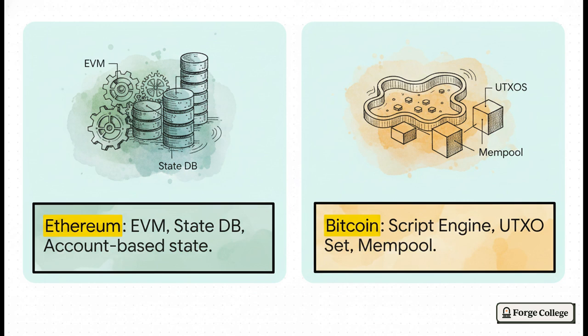But then, look at the other side. We have Bitcoin. Its architecture is built entirely differently. It leans heavily on the mempool and the UTXO set, which functions a lot more like handing over specific combinations of physical cash. And naturally, it features its intentionally constrained script engine. Your diagram really needs to put these two radically different approaches right side by side. You want anyone looking at this to instantly visually grasp how they intake, validate, and store transactions.